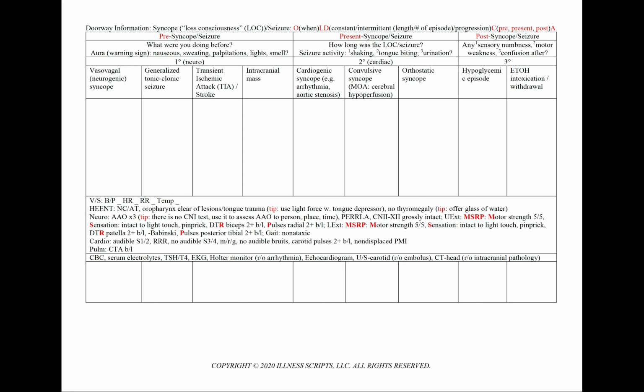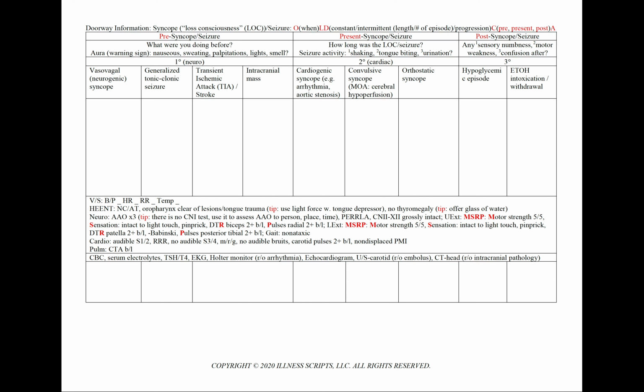On the pre-syncopal side, we'll ask about the context, or what were you doing beforehand, and if there were any auras or warning signs, such as nausea, sweating, palpitations, lights, or smells, as we'll see below in vasovagal syncope. On the present side, we'll ask how long was the syncope or seizure, and for seizure activity, it's high yield that we break it down and ask individually about any shaking, tongue biting, or urination. On the post side, we'll ask, was there any sensory numbness, motor weakness, or confusion after your syncope or seizure? And again, it's high yield that we ask about these individually because we could have one of them without having the others.